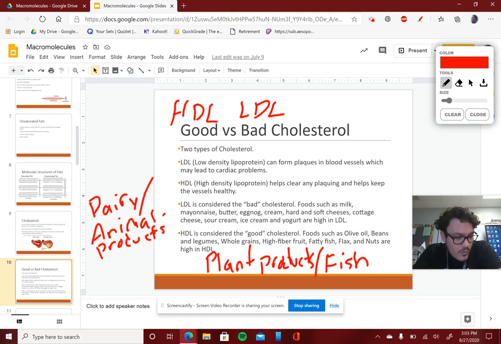We're going to continue on forward, moving on with our next macromolecule, which will be nucleic acids. So we'll get to that eventually.